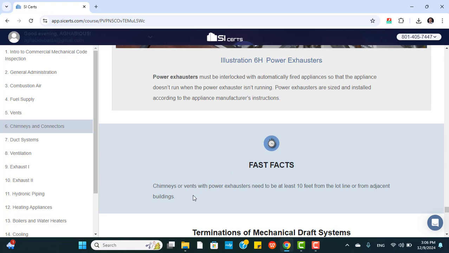Fast facts: a chimney or vent with a power exhauster needs to be at least 10 feet from the lot line or from an adjacent building.